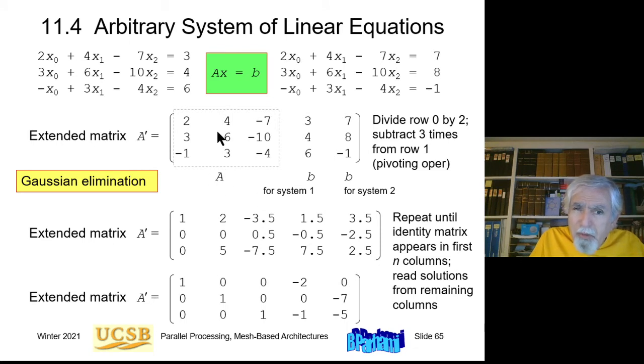Okay, so here's how I do it. In order to change this 2 to 1, I divide everything in the top row by 2. So I get 1, 2, -3.5, 1.5, 3.5. So I already produced that 1 that I'm looking for there.